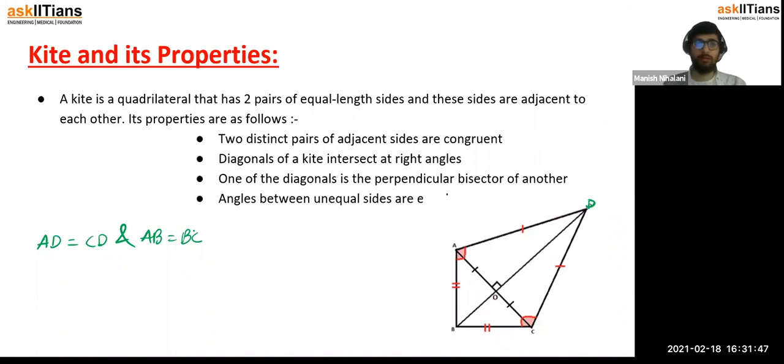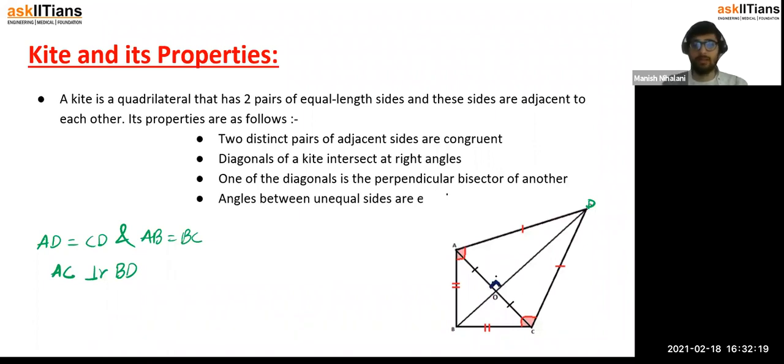It's a quadrilateral. Then the other properties are like two distinct pairs of adjacent sides are congruent, right? As we discussed already. Then diagonals of a kite intersect each other at right angles. That is, AC is perpendicular to BD. They intersect each other at right angles, as you all can see in the diagram. This is 90 degrees.